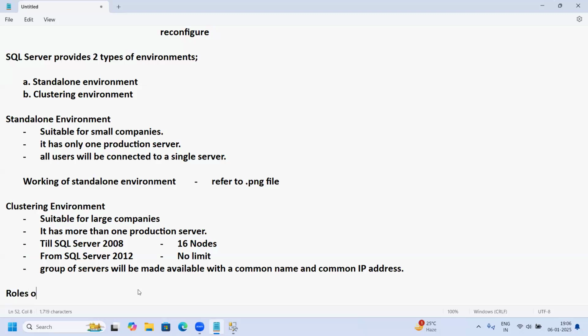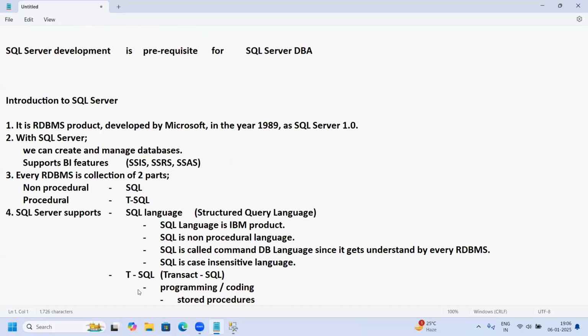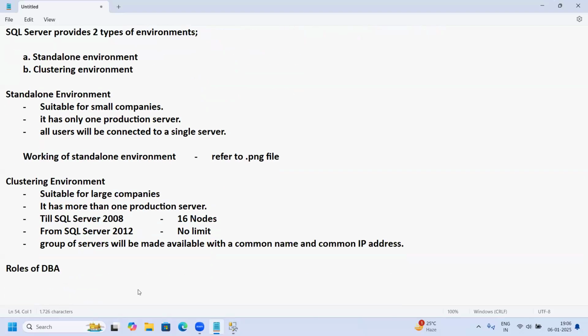Then I talk about the roles of the DBA, database administrator. That's it. So this is all about a demonstration class. I just tried to figure out the important points connected with your SQL Server administration, and those things have been discussed. Tomorrow I will get into the database administration roles. Okay. Do you still have any questions to ask me? Go ahead. If not, we'll wind up the session.